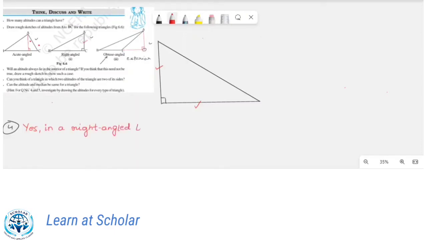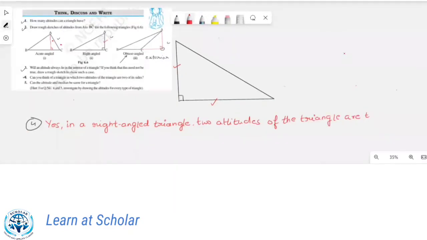You will write the answer as yes, in a right angle triangle, two altitudes of the triangle are two of its sides.